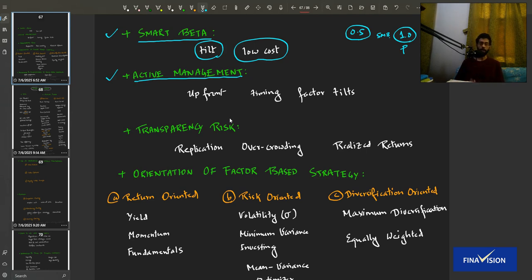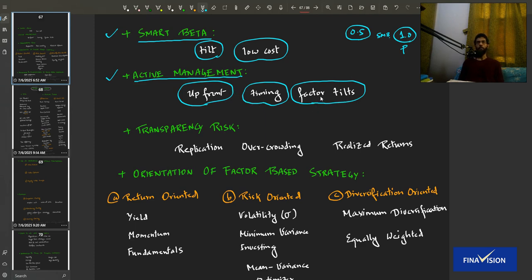These are done upfront. This is not an active strategy, by the way. This is an upfront tilt or upfront movement from the regular formation of the benchmark that it is tracking. So there is an upfront deviation from the index, right? And there are tactical timing deviations also. Plus there can be factor tilts also. Factor sensitivity tilts also can be there.